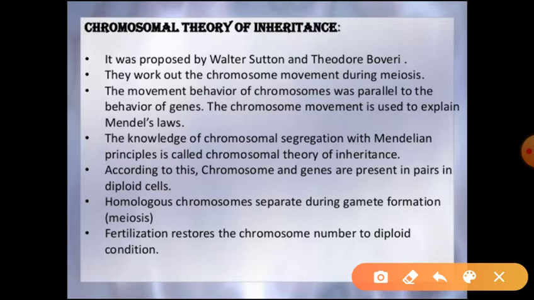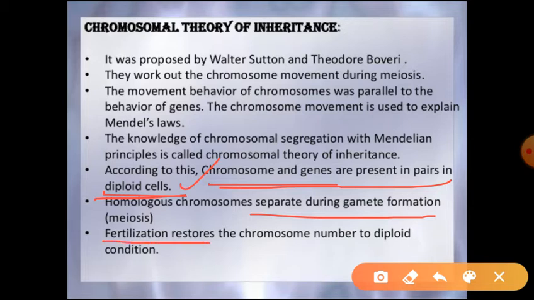So according to this theory, chromosome and gene both are present in pair in diploid cells. Homologous chromosomes separate during gamete formation as the genes get separated. Now fertilization restores the chromosome number in diploid cell of the progeny. So this was the main outcome of chromosomal theory of inheritance, that behavior of chromosome and gene is much alike.